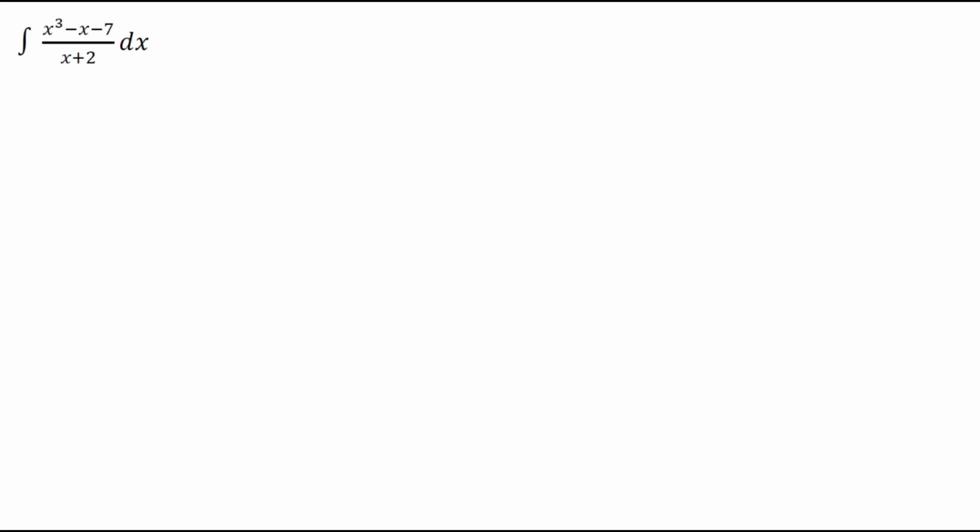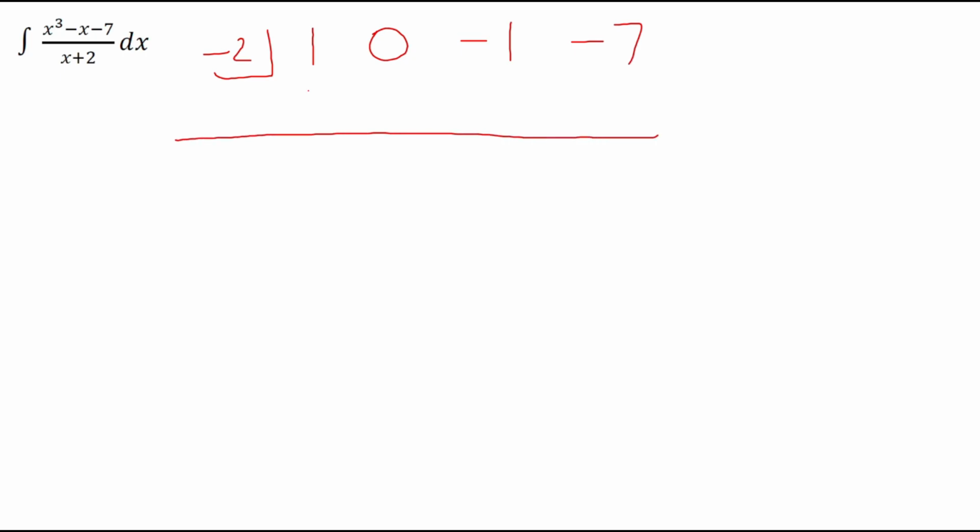All right, we'll use the same process here on this one. Since negative 2 is what makes x plus 2 equal to 0, put a negative 2 in the box. We have 1x cubed. Don't forget the 0x squared, the negative x, and the minus 7 for our synthetic division. Bring down the 1. 1 times the negative 2 in the box is negative 2. Add 0 to negative 2, you get negative 2. The negative 2 is multiplied, make 4. Negative 1 and 4 is 3.